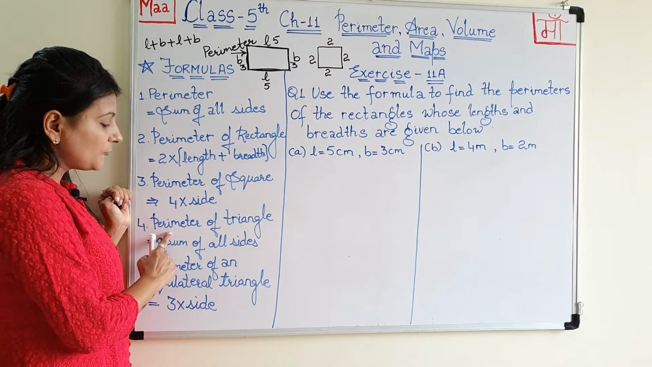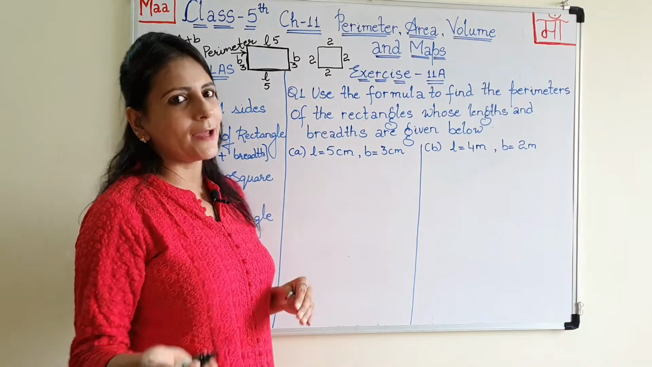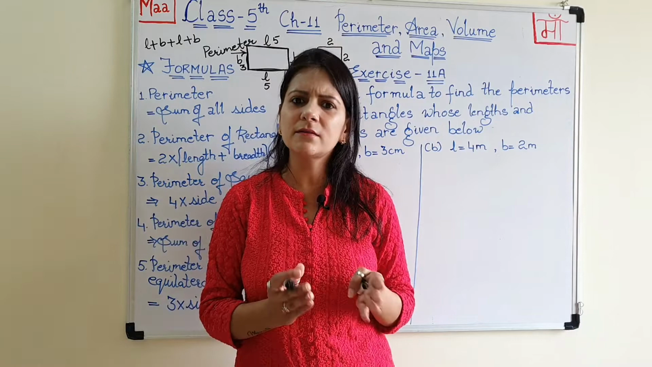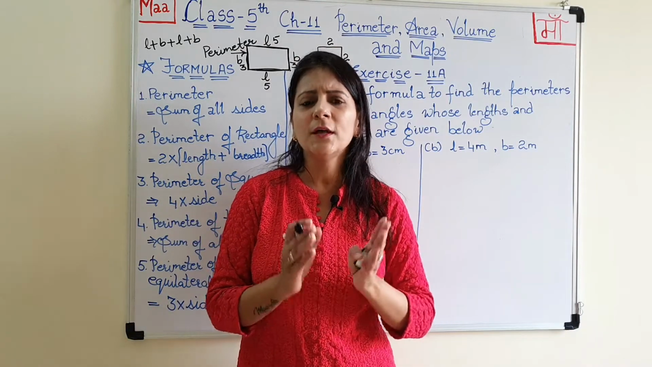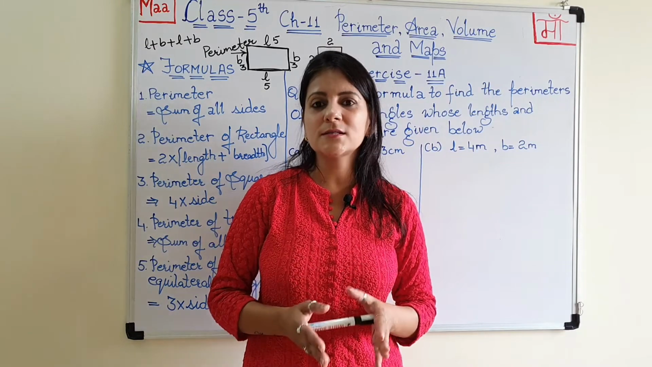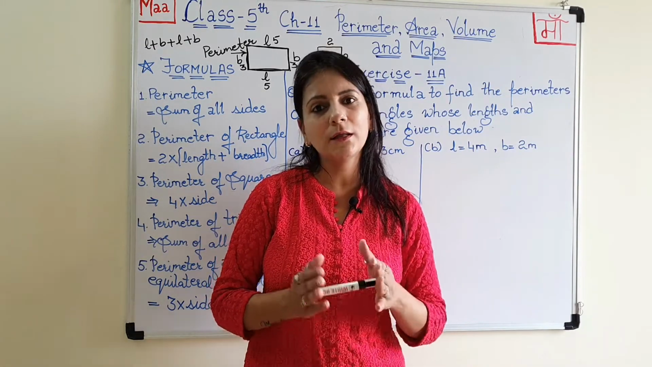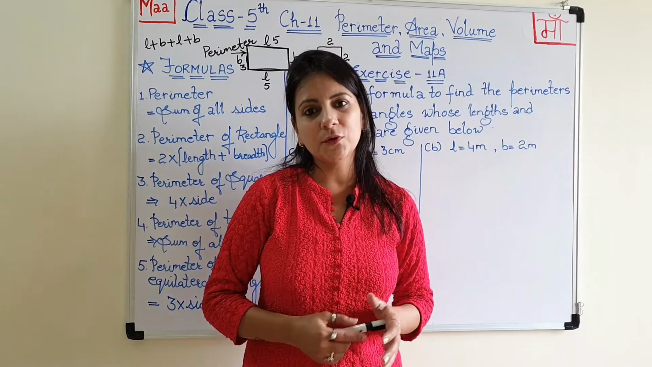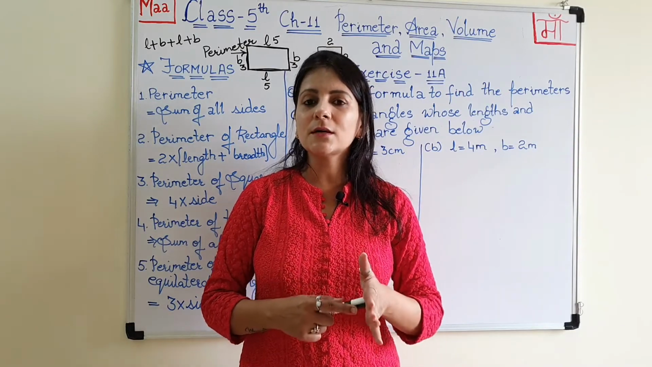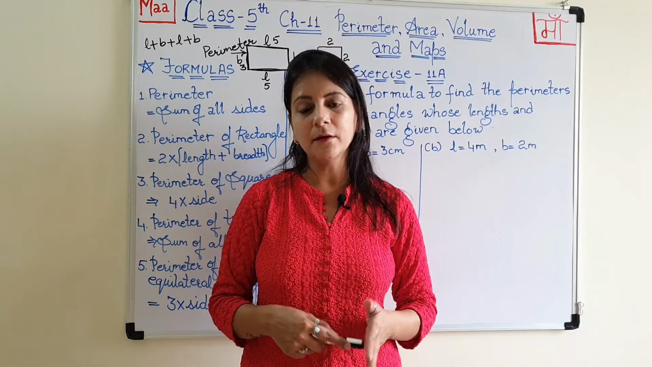Now see the formula of perimeter of triangle. Suppose I tell you this thing, and you must have learnt this in 4th standard also, that there are total three types of triangle. One is the scalene triangle, second is the isosceles triangle, and third is the equilateral triangle. Scalene triangle is a kind of triangle where all the three sides have different measurement.